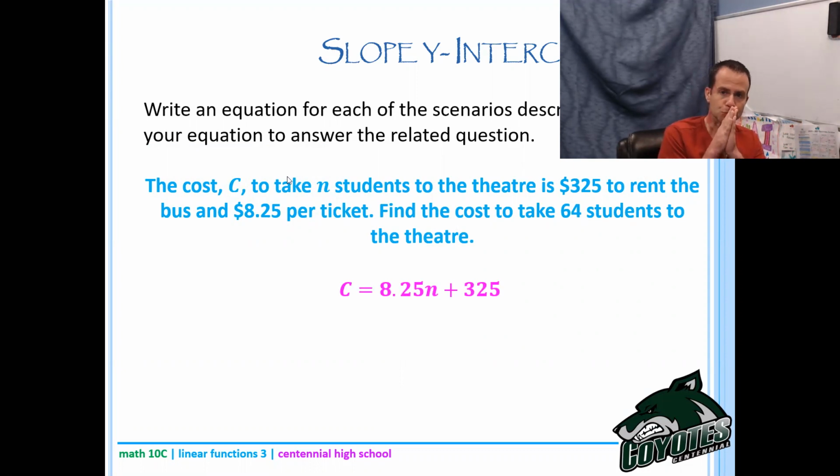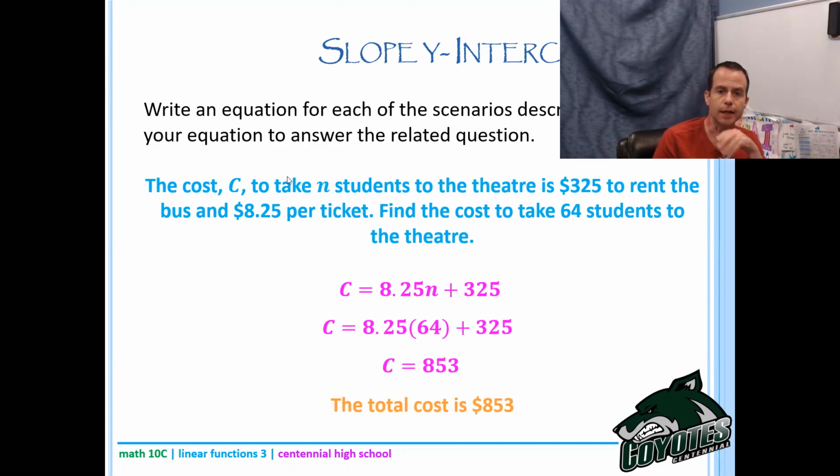Now, it said find the cost to take 64 students. Well, did I give you a C value or did I give you an n value? I gave you an n value. So we're going to plug that right in for the n, and we're going to solve. And we get $853. Okay, so the total cost is $853.